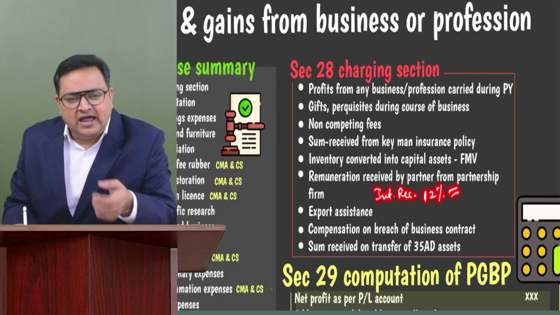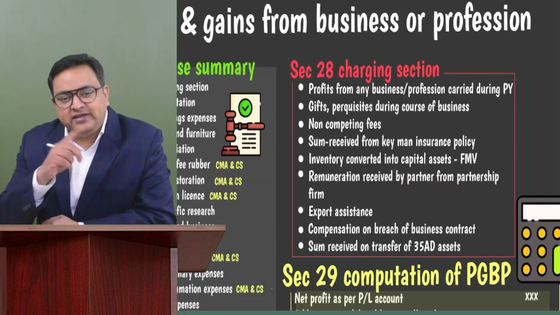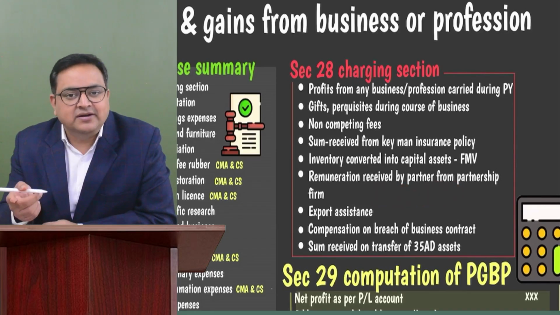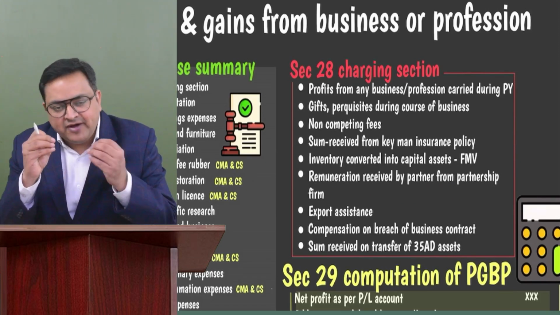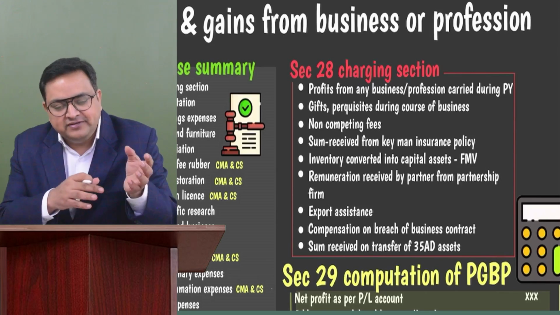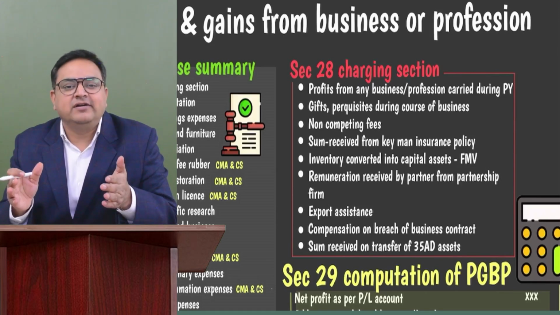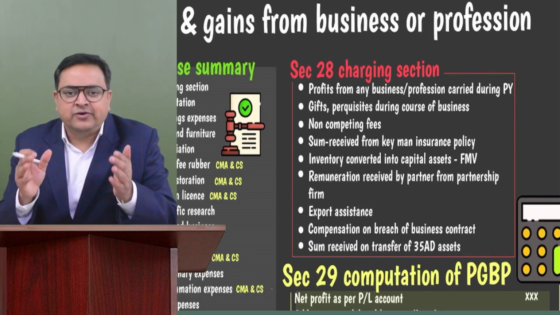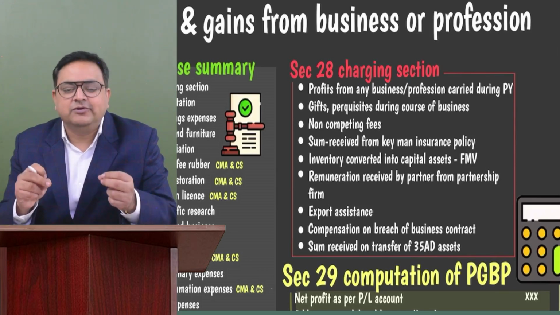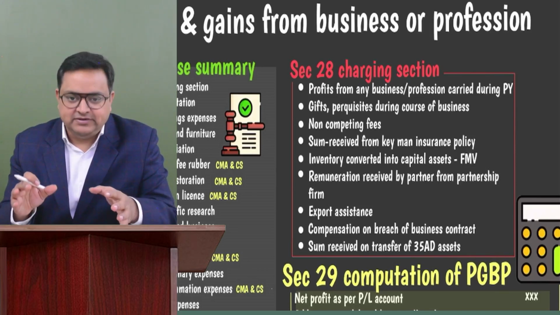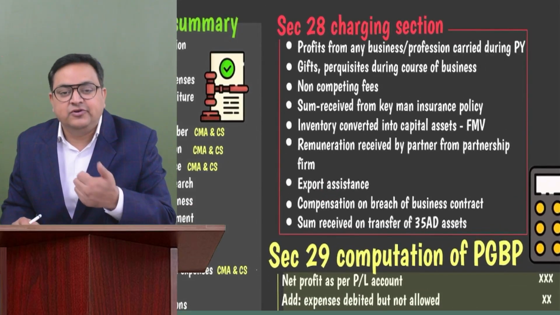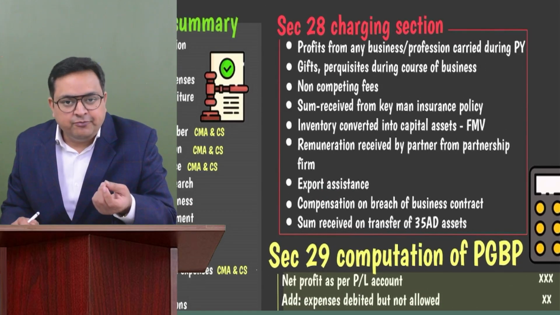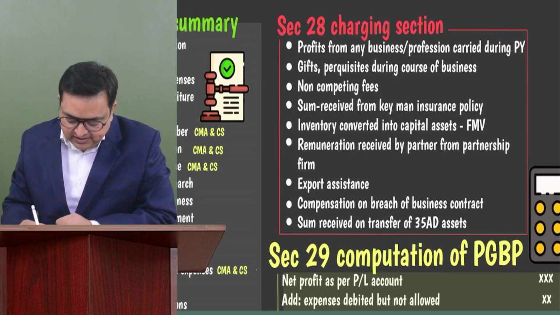Other remuneration, salary, bonus, commission, etc. If a working partner is receiving it, then it will be their PGBP income. If a non-working partner is receiving it, it will not be their income, right? In fact, it is not allowed in the hands of the firm itself. So whenever a working partner receives salary, remuneration, or any other amount from the partnership firm, it will be their PGBP income. Got it? Export assistance, cash assistance, export incentive, sale of import entitlement license, this is all PGBP income.